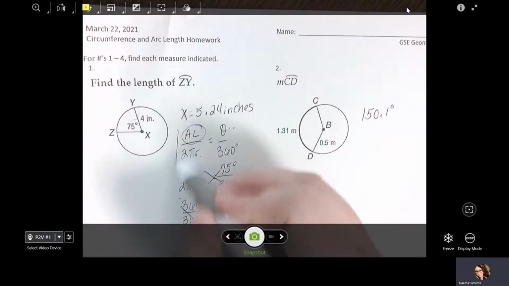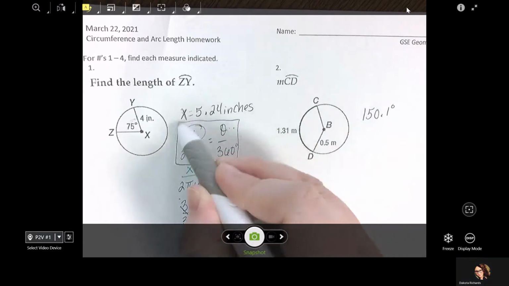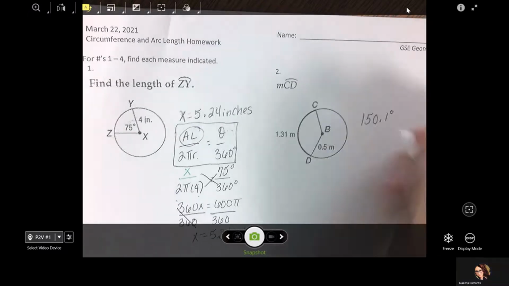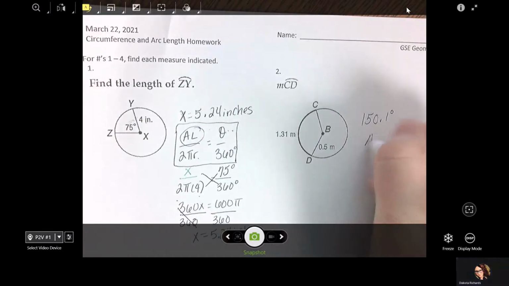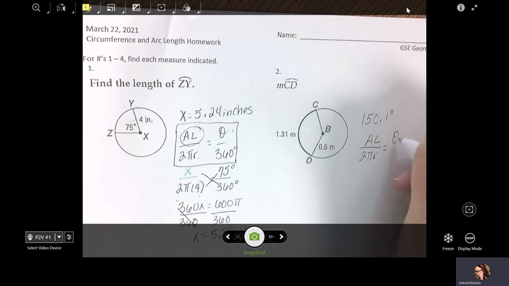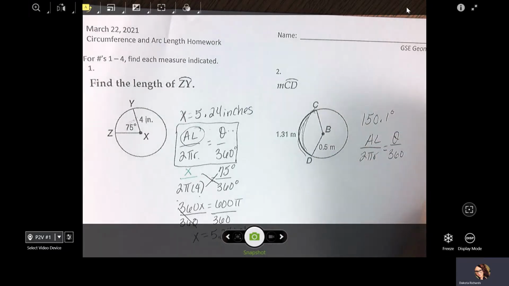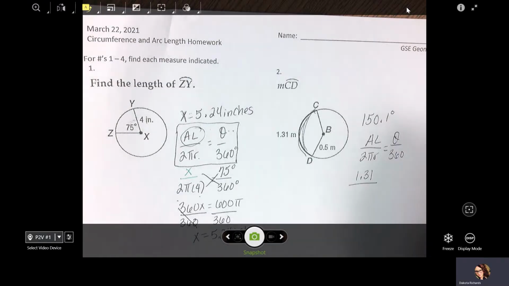Again, I start out my problems, and eventually you're not going to need to because you're going to have it memorized, but I start out every problem by writing down the formula and seeing what pieces I have of that formula, okay? So arc length over 2 pi r equals theta over 360. Well, in this case, we have that arc length, it's 1.31. Do we have the radius?